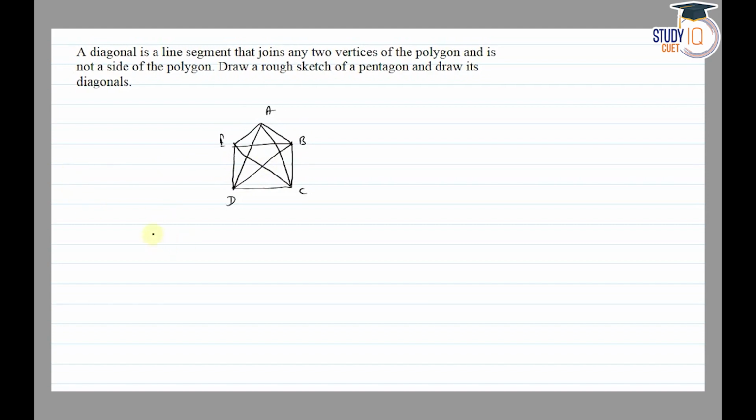So its diagonals will be AD, AC, BD, EC and EB. Thank you.